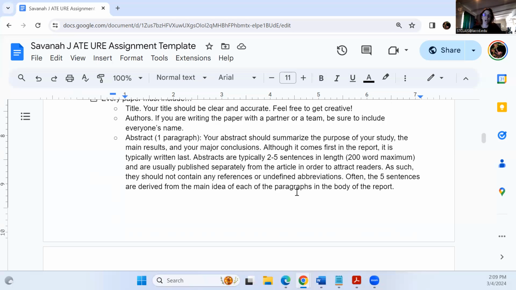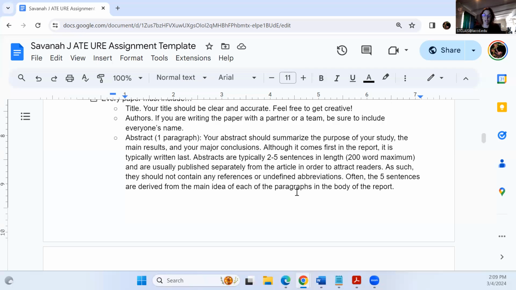Next is the abstract. This one is basically a summary of the entire paper. And even though it's the first section that the reader will see, it's typically written last because it's difficult to write a summary about something that you haven't written yet. So here, what's included in the summary will be the purpose of the study, the main results, and then your major conclusion or conclusions. It's usually about 200 words, 2 to 5 sentences.